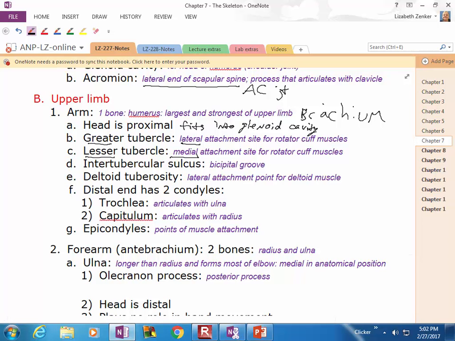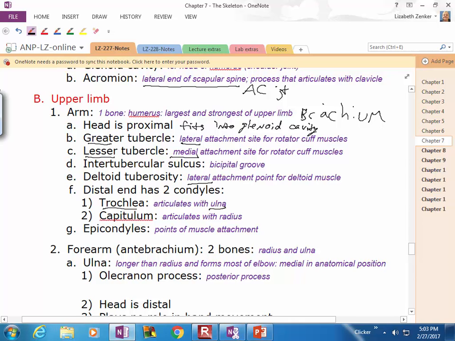So what do you think fits in there? It's the long head tendon of the bicep muscle. You also have a deltoid tuberosity, which is a lateral attachment point for the deltoid muscle. The distal end has two condyles. The trochlea articulates with the ulna.